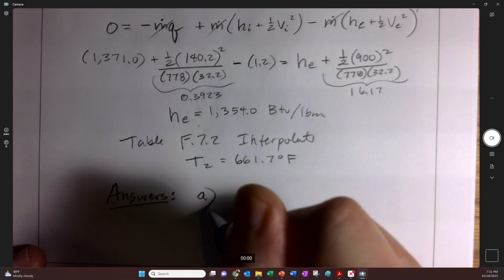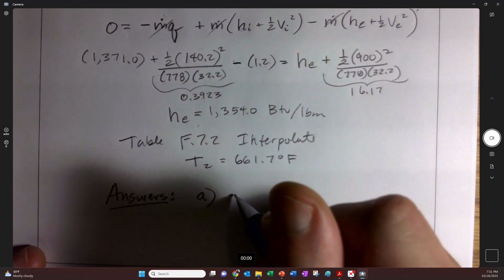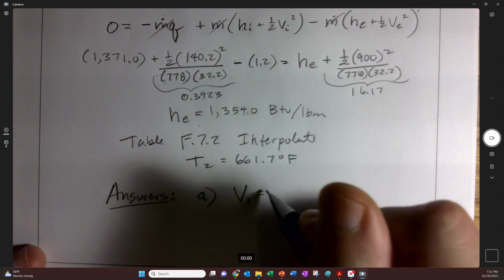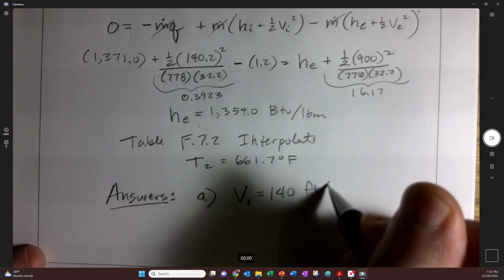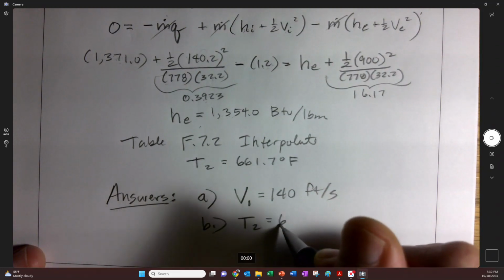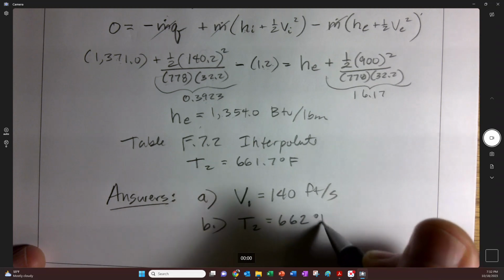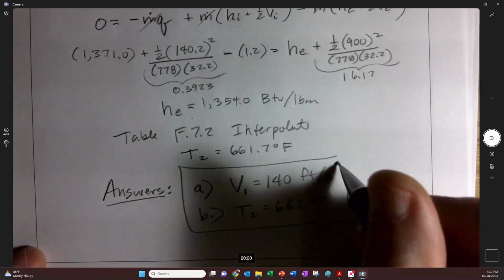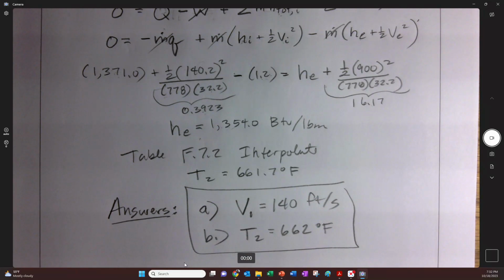So we can write down what our answers are. A was to find the inlet velocity, and that was 140 feet per second. And B was the outlet temperature of 662, let's call it, Fahrenheit. And the end.